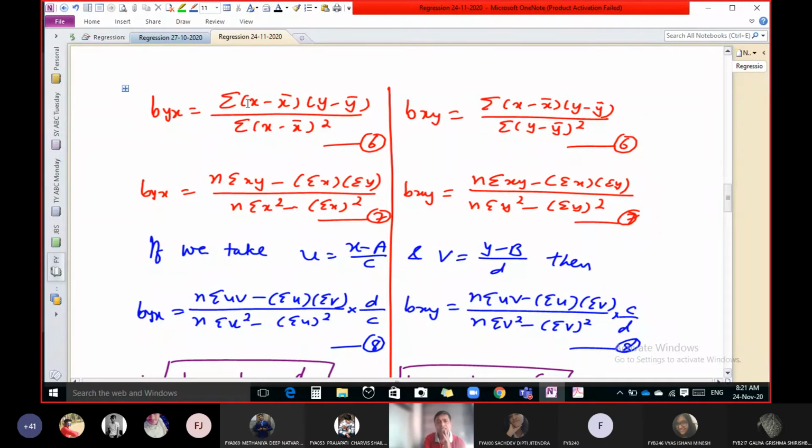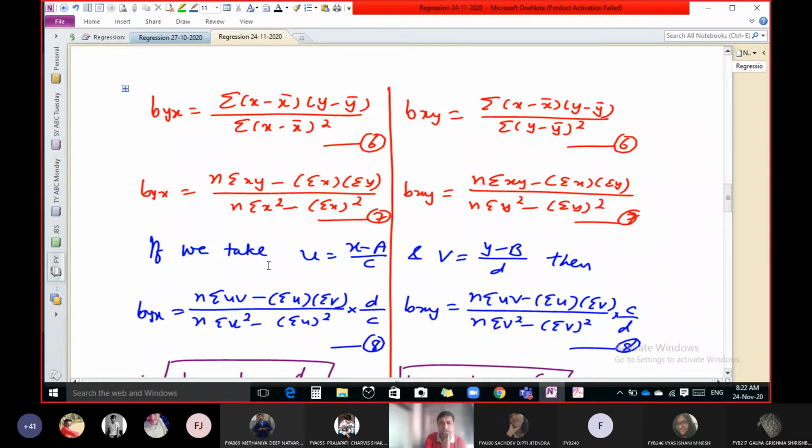See, byx equals sigma (x minus x bar)(y minus y bar) upon sigma (x minus x bar) the whole square. This is another form of byx. If we simplify the numerator and denominator, you will get another form of byx: sigma xy minus (sigma x sigma y upon n), over sigma x square minus (sigma x) the whole square upon n. You don't have any option except to learn this formula if you want to find the answer to the given question. So learn the formula. There is no other alternative available. Okay.